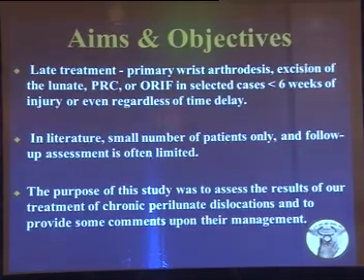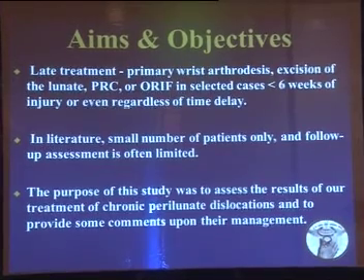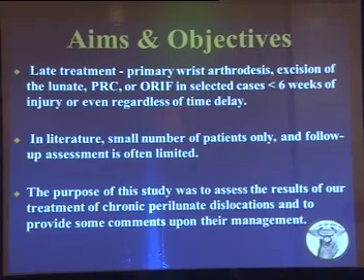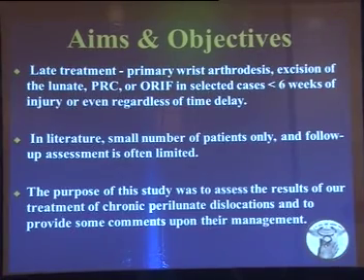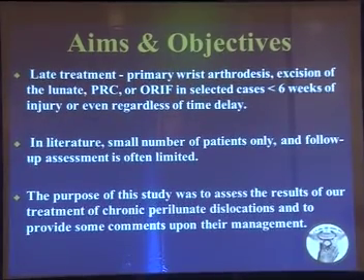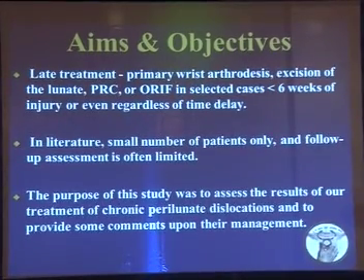So the aim and objective of our study: for late treatment, primary wrist arthrodesis, excision of the lunate, PRC, and open reduction internal fixation in selected cases of less than 6 weeks of injury are given regardless of the time of delay. In the literature, the problem is the small number of patients and the limited follow-up assessment. The purpose of this study was to assess the results of our treatment of chronic perilunate dislocation and provide some comments upon their management.